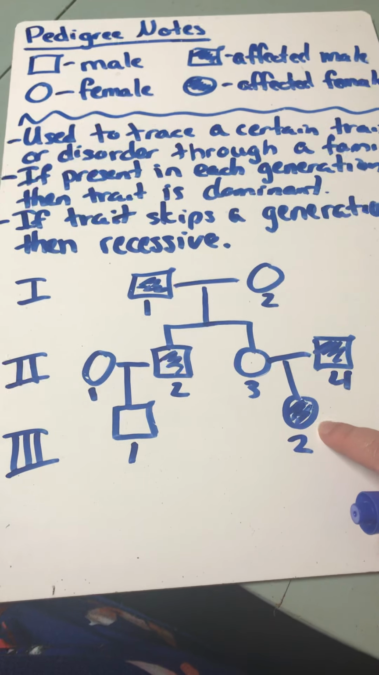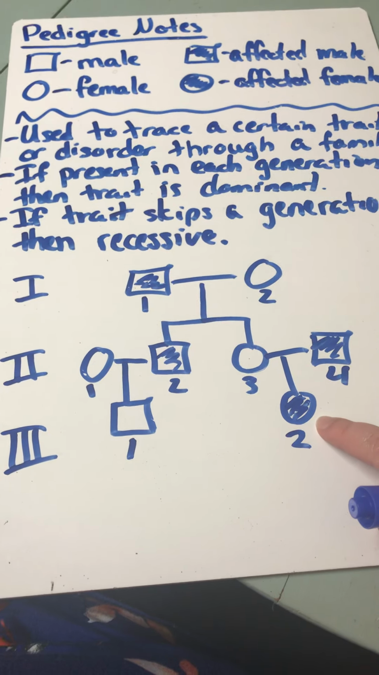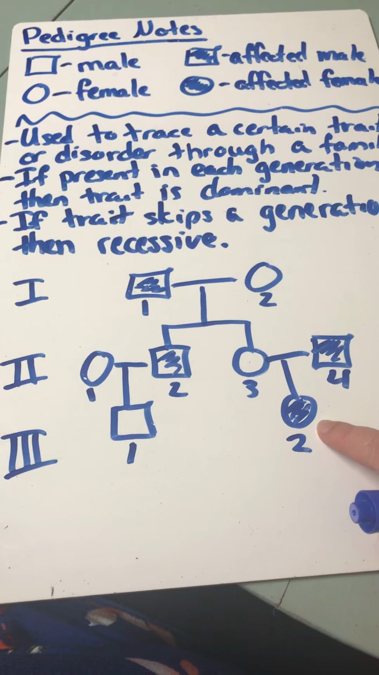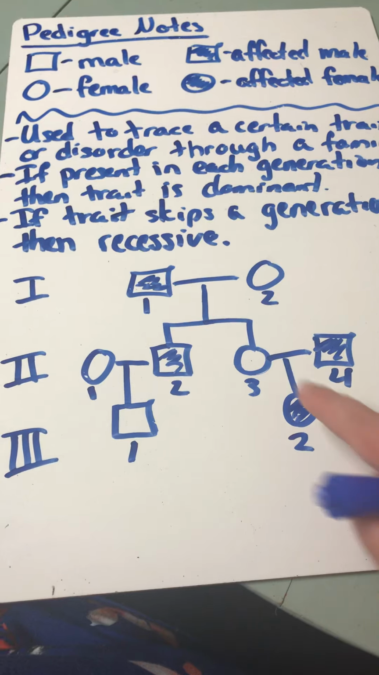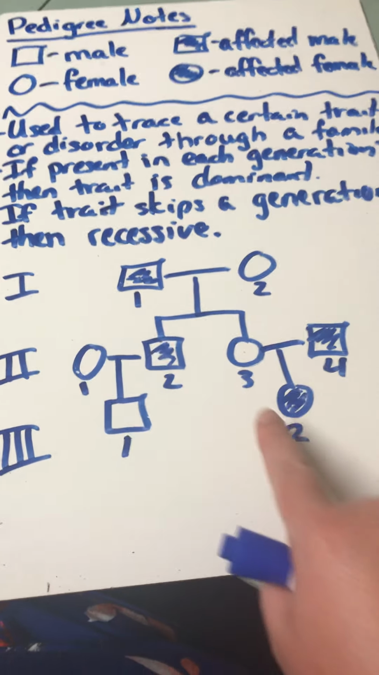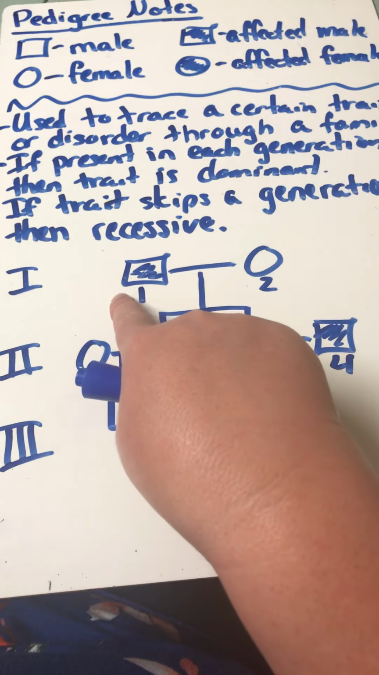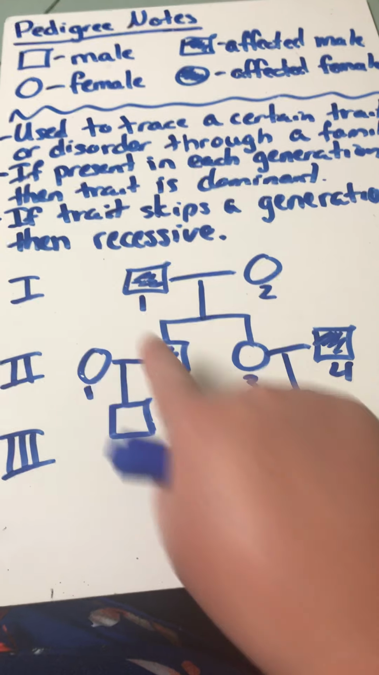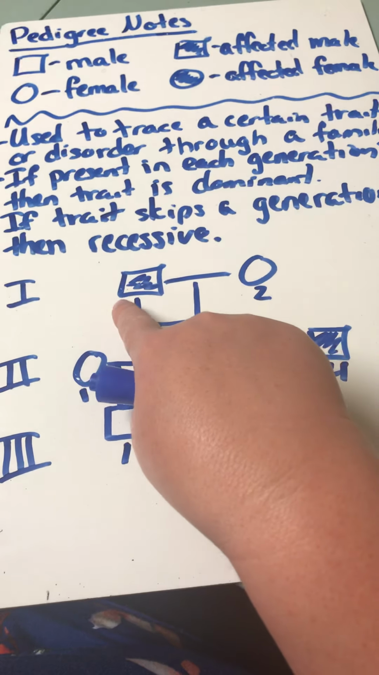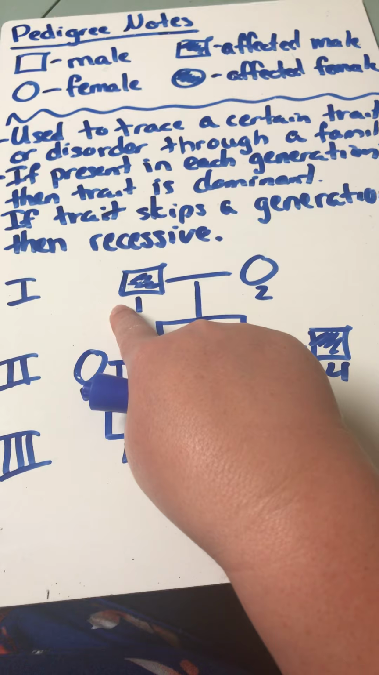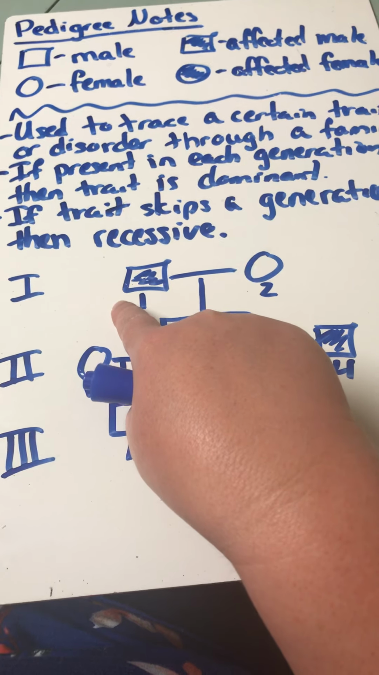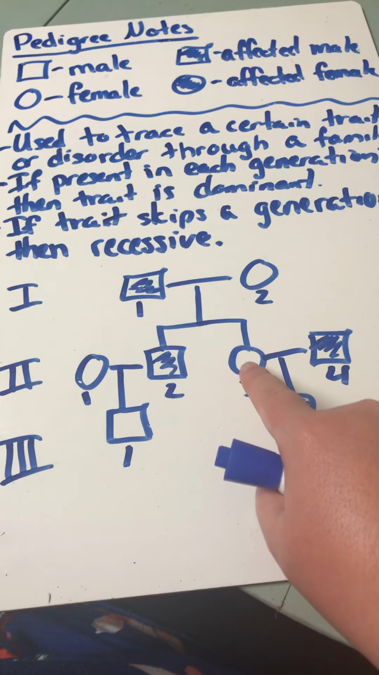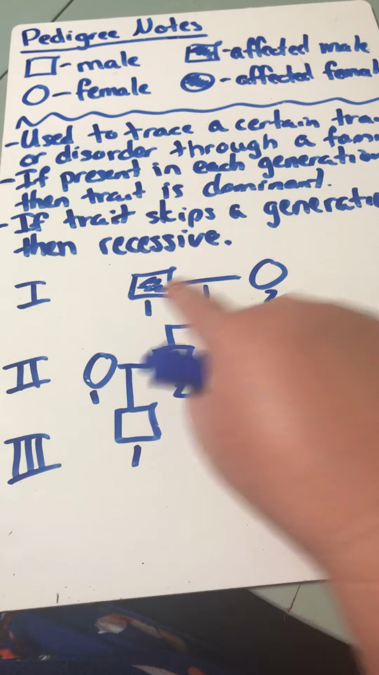Let's say, what is the relationship of individual 1-1 to this person? What would that be? That would be the grandpa. That's your grandpa. That would be your mom's dad.